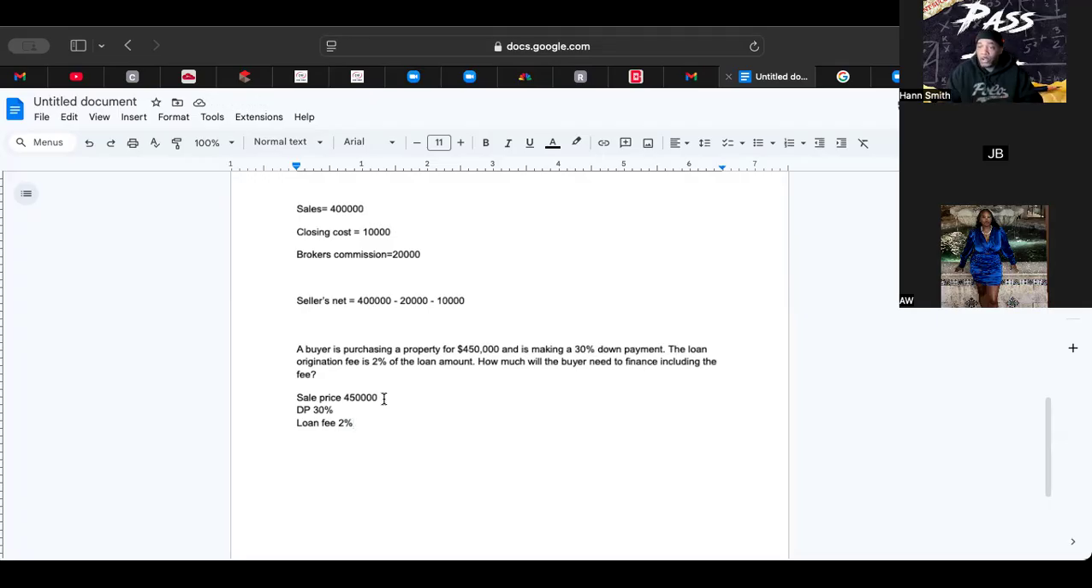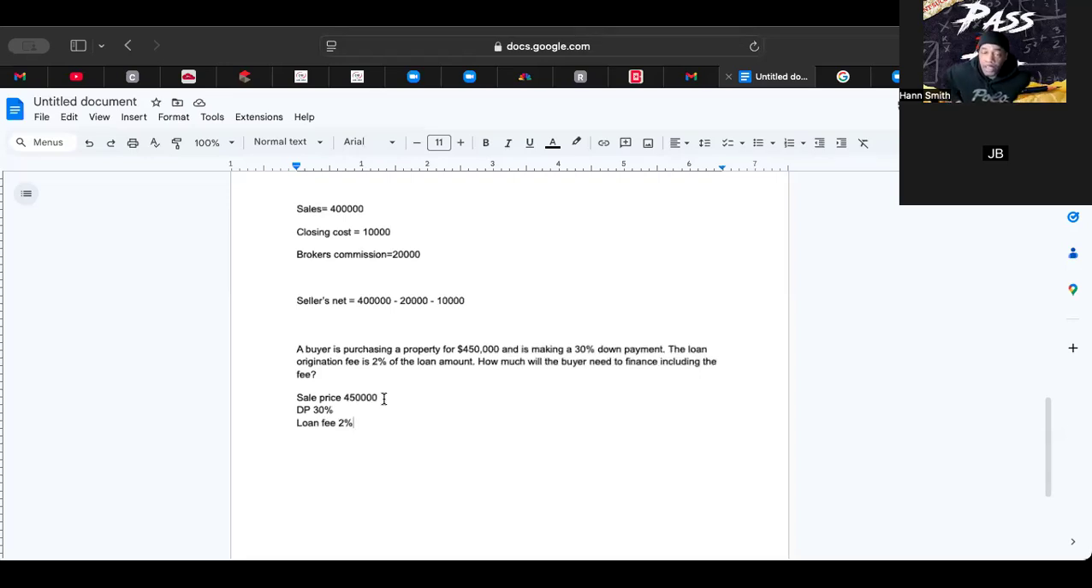Now, here's where they trick you on this. I'm not going to go too far in this because it's going outside of what I really wanted to do. But here's what you've got to know: the sales price of the house is $450,000, but that's not the loan, right? The loan is minus the down payment. The bank is saying we're going to loan you 70% of what it's going to take to buy this house. So we take 450,000 times 30%. That's $135,000.